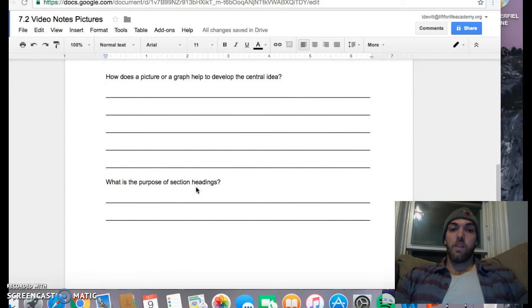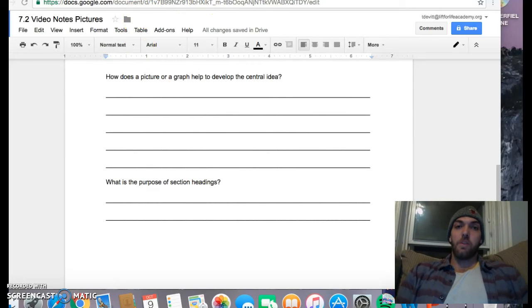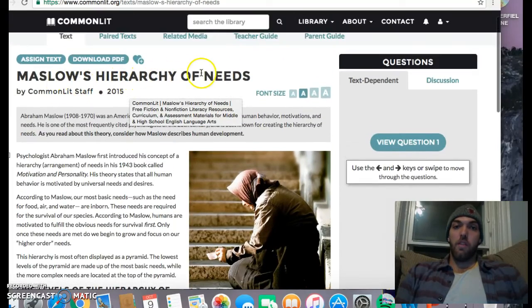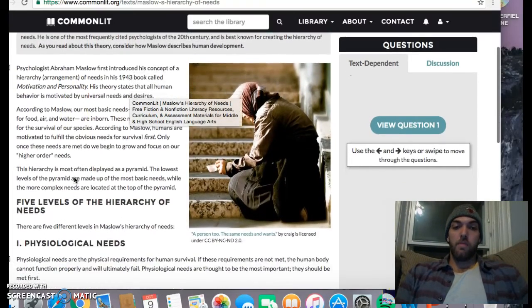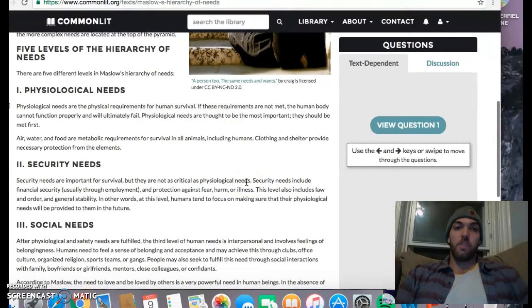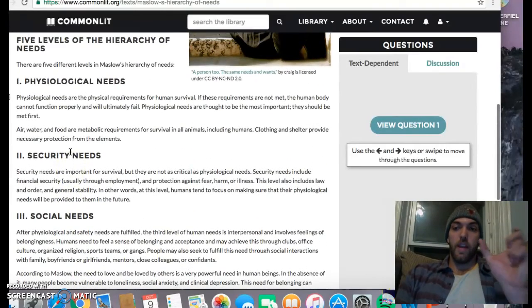Okay? The purpose of section headings, this is something that we learned in previous classes, but I just want to show you again. So this is going to be the article you'll read in just a minute, Maslow's Hierarchy of Needs. And in here, what are the different section headings? Take a second just in your own head to think of what they are. Okay? You should have been able to identify that this here in bold is a section heading. This here, physiological needs, is a section heading. Security needs, social needs, right? These are all of our section headings. Anything that's in bold and kind of stands apart.